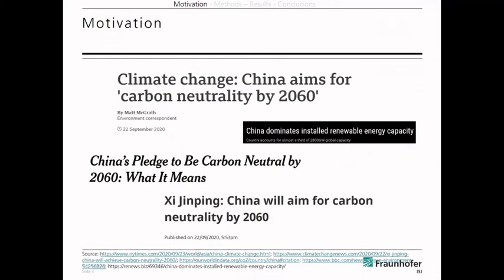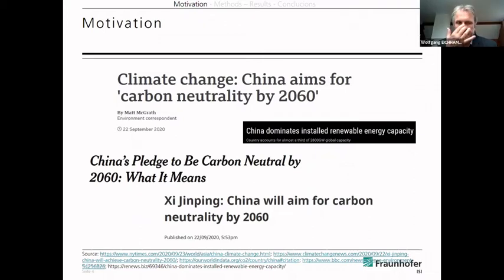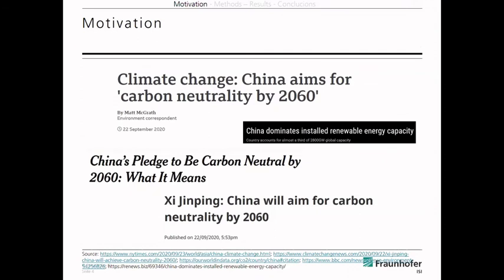And then there was an event last year in September when President Xi Jinping said that China aims for carbon neutrality by 2060. So as China is a really huge country with a huge population and a huge energy demand, this is really, really interesting for us. So this is why we calculated climate neutral energy systems for China. So this is my motivation.